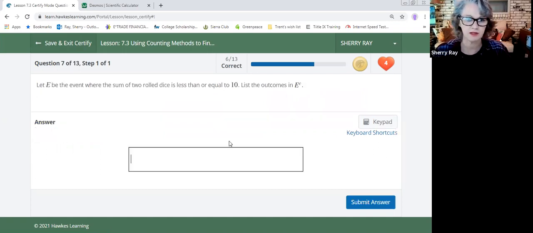Okay, let E be the event where the sum of 2 rolled dice is less than or equal to 10. So you'd have the results 2, 3, 4, 5, 6, 7, 8, 9, and 10, because less than or equal to 10. Listing outcomes in E complement, the outcomes would be 11 and 12.